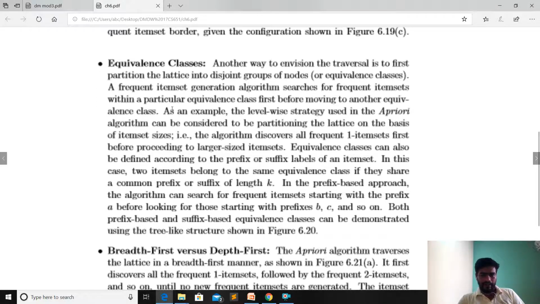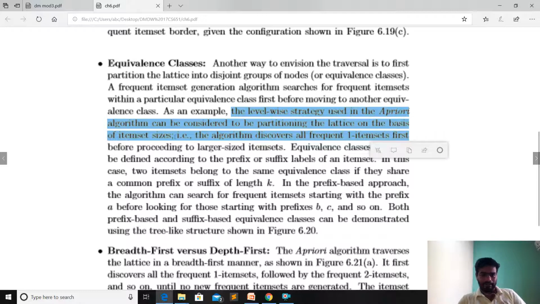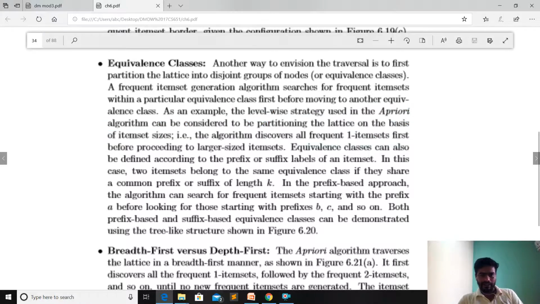Okay, so here in equivalence classes, the level-wise strategy used in the Apriori algorithm can be considered as partitioning the lattice on the basis of the item set size, that is, the algorithm discovers all the frequent item sets first before proceeding to larger item sets. For example, equivalence classes can also be defined according to the prefix or suffix label.